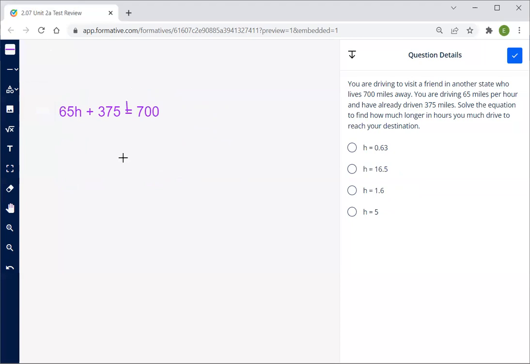You draw your line down the middle. Want to subtract the 375 from both sides. So we're going to subtract off what they've already driven, and only figure out how much we have left to drive. So that would be 325. And then the last step, we want to divide by 65.